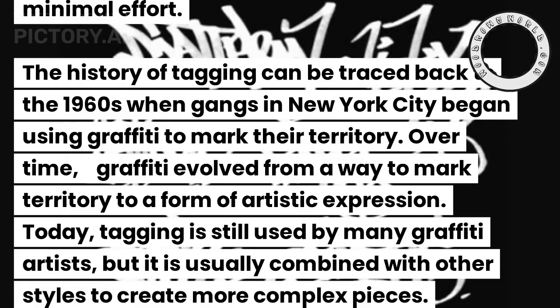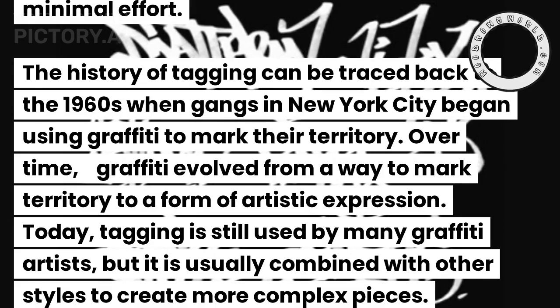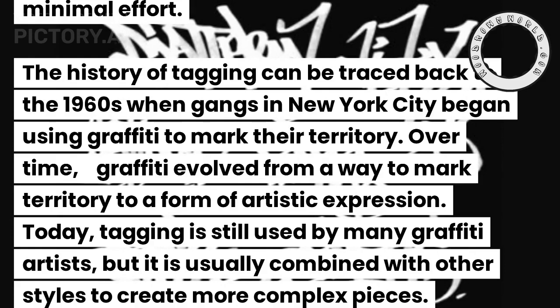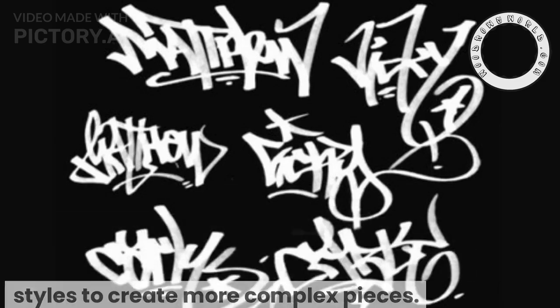The history of tagging can be traced back to the 1960s when gangs in New York City began using graffiti to mark their territory. Over time, graffiti evolved from a way to mark territory to a form of artistic expression. Today, tagging is still used by many graffiti artists, but it is usually combined with other styles to create more complex pieces. To execute a tag, the artist will use spray paint or a marker to quickly write their name or pseudonym on a surface. The writing is usually done in a cursive or stylized font, and the artist may add other elements like arrows or squiggles to make the tag more visually interesting.